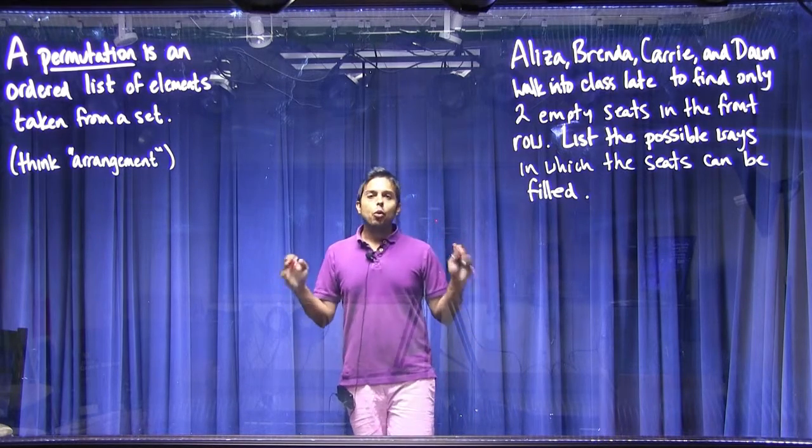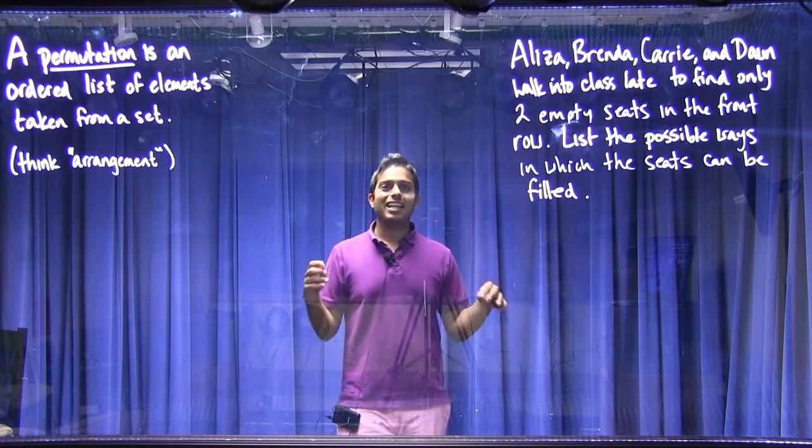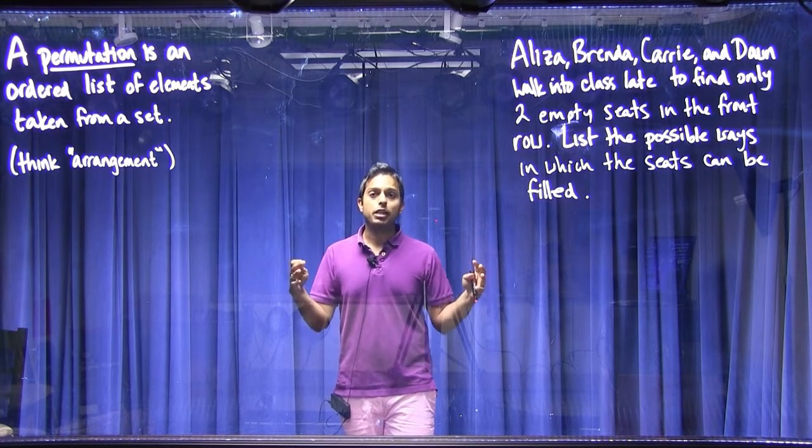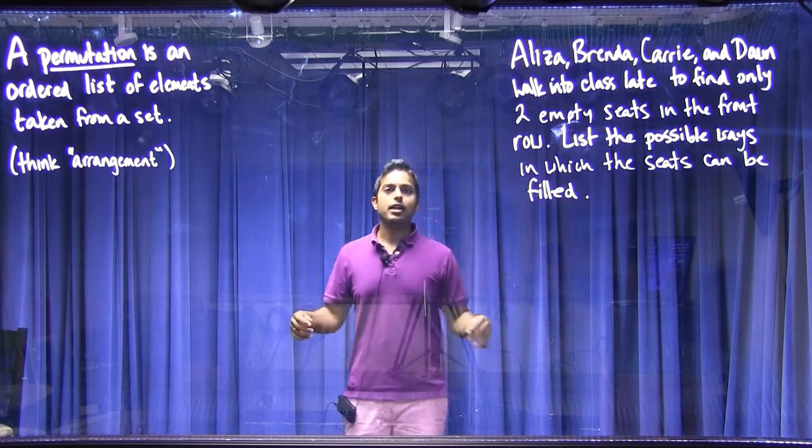A permutation is an ordered list of elements taken from a set, and I like to think about a permutation as an arrangement of those elements. So let's take a look at an example.